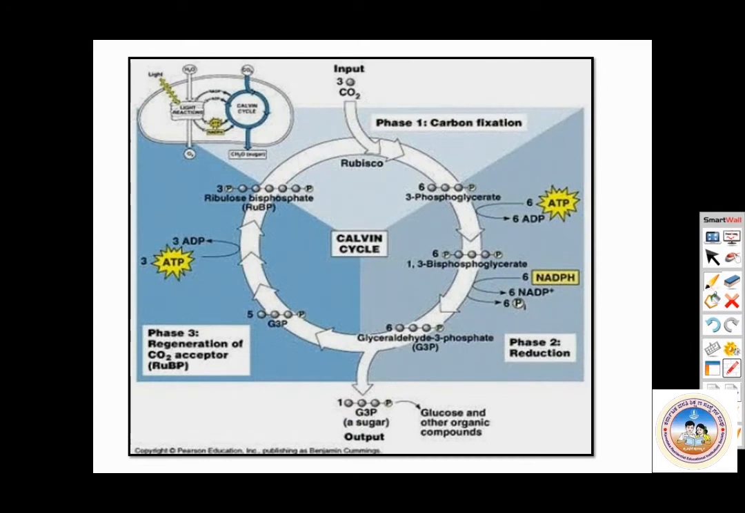See over here. Your carbon dioxide is fixed. Usually the monomolecule will convert into a bimolecule, where you have 3-phosphoglycerate formed. It's your first stable compound. Your 3-phosphoglycerate will get converted into 1,3-bisphosphoglycerate, where it will undergo reduction to form glyceraldehyde 3-phosphate. Finally, it will regenerate your ribulose bisphosphate.